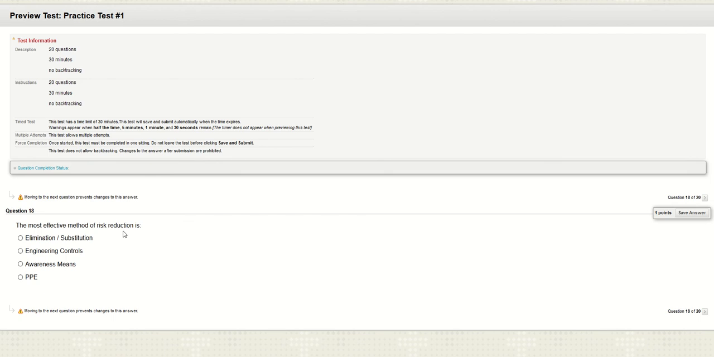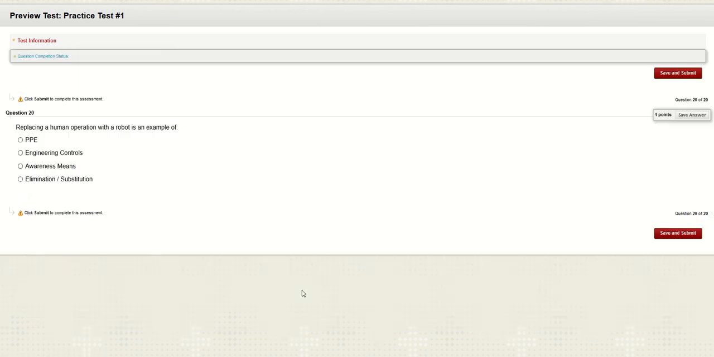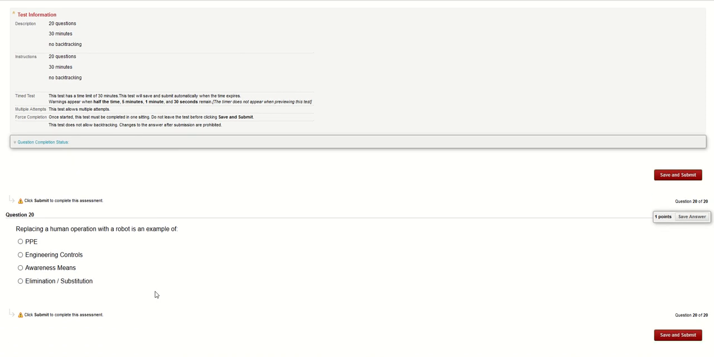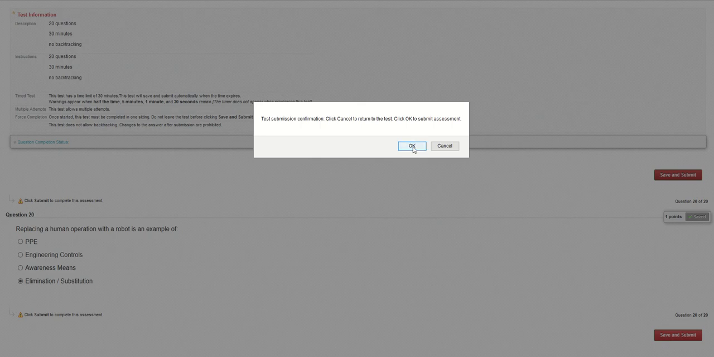Most effective method of risk reduction: elimination, substitution most effective. PPE, least effective. The least effective method of risk reduction is PPE. Just said that in the last question. Replacing a human operation with a robot is an example of elimination or substitution. So substituting a robot for a human is substitution. We're going to save and submit.